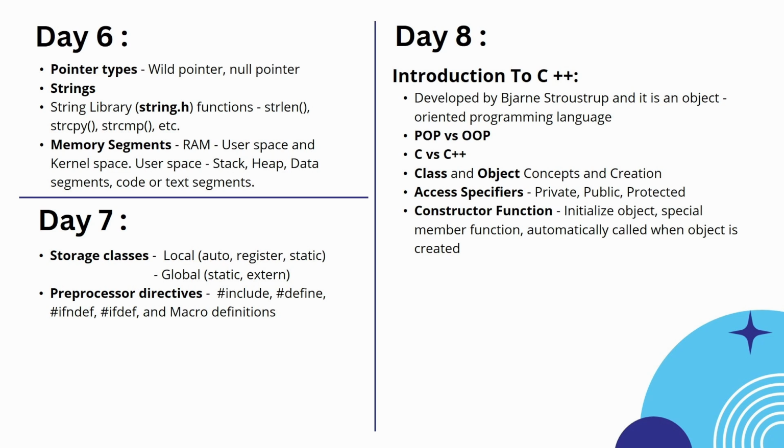Day 8, we were given an introduction to C++ and then about the difference between procedure-oriented programming and object-oriented programming, and then about C versus C++ programming languages. Then we learned about class and object concepts, and then how to create a class and how to create an object. And then we learned about access specifiers, which include private, public, and protected. Then we learned about the constructor function, which is used to initialize an object. It is a special member function which is automatically called when an object is created.